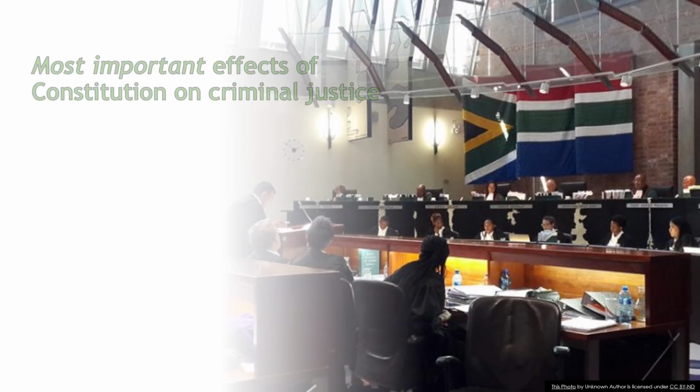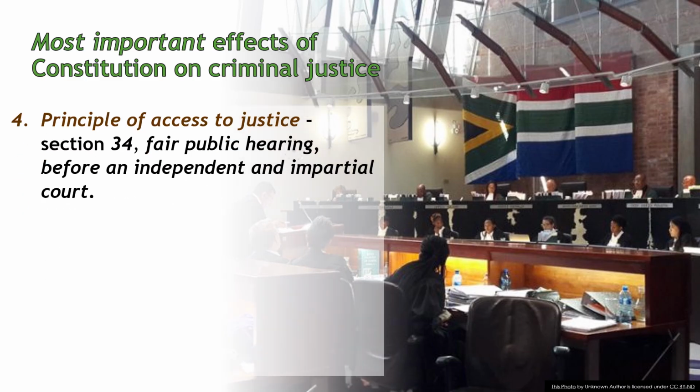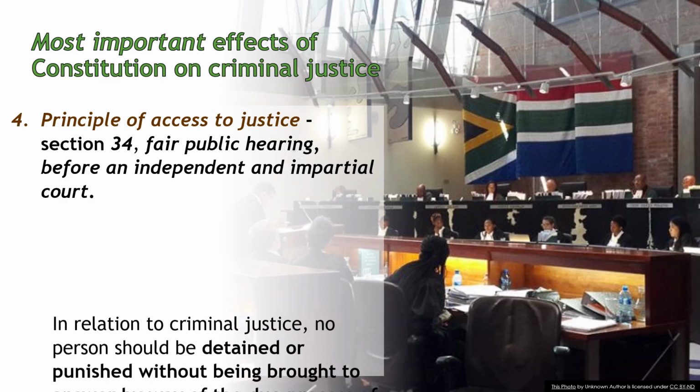Then we can look at the principles of access to justice. Effectively, what Section 34 of the Constitution says is that whenever there is a dispute between two parties, that dispute can and should be resolved by way of access to justice before a fair, public hearing, independent and impartial court. And when we're talking about the criminal justice context, it means that if the state is making an allegation against me that I am disputing, then I must be brought before an ordinary court, and I have the access to justice that is outlined in Section 34 and elsewhere in the Constitution.